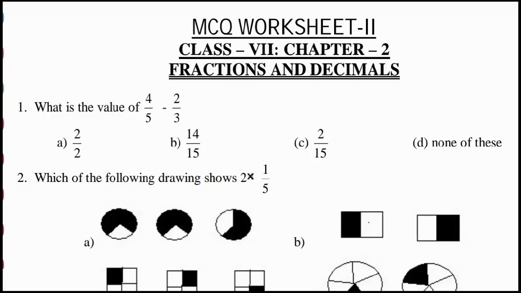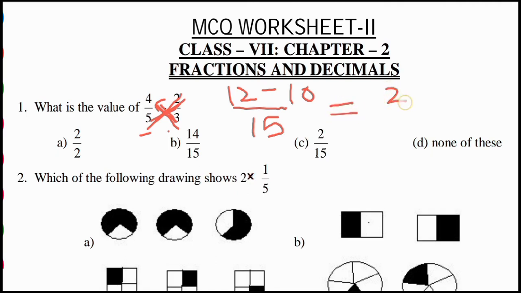Question number 1. What is the value of 4 upon 5 minus 2 upon 3? Here denominators are different, so we need to take the LCM of it. So here 5 3s are 15 and we do cross multiplication, 4 3s are 12 minus 2 5s are 10. And 12 minus 10 is equal to 2 and 15 as it is. So 2 upon 15 is the answer.